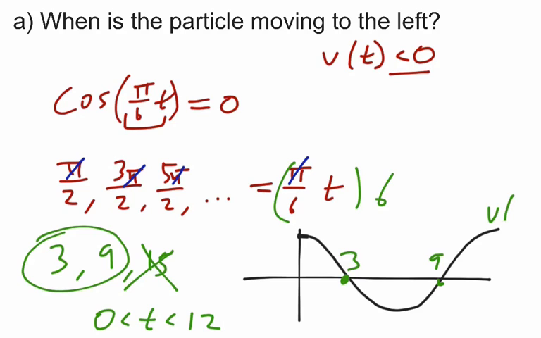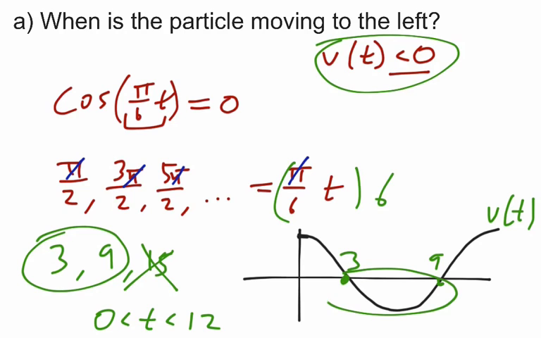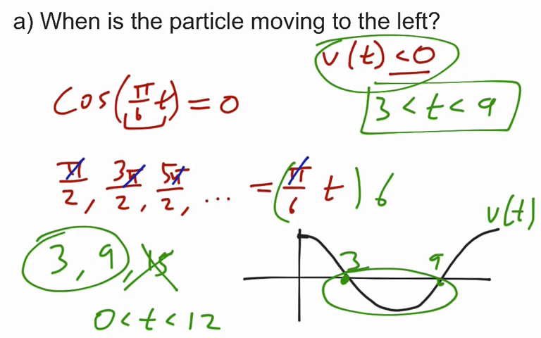So this is a graph of our velocity. We want to know when velocity is negative. Velocity is going to be negative in between 3 and 9. So our answer will be 3 < t < 9. And that's basically almost a pre-calculus question, finding out where a graph is negative.